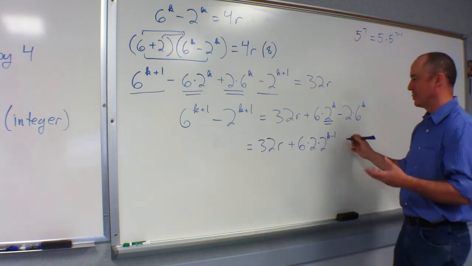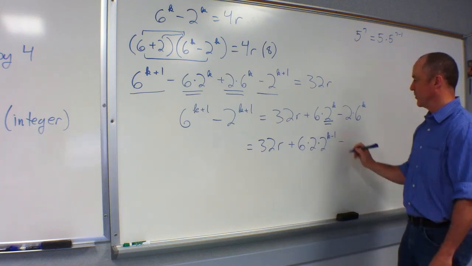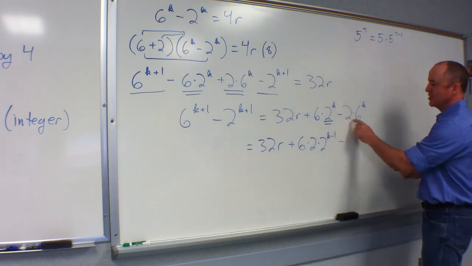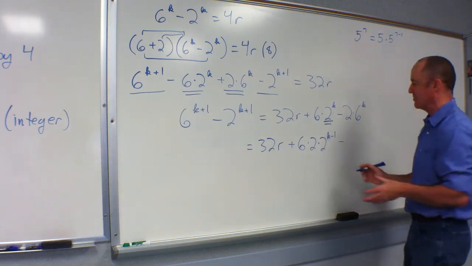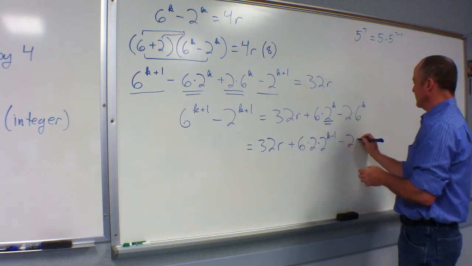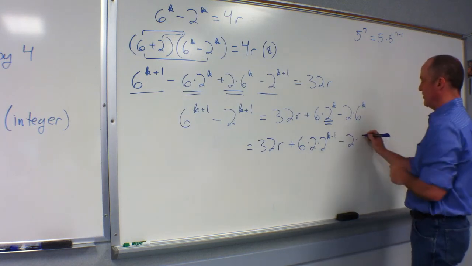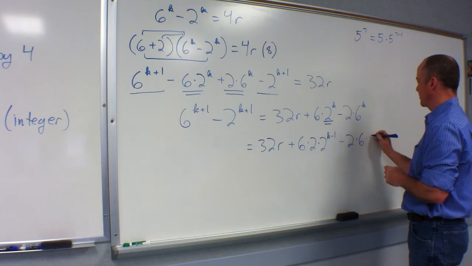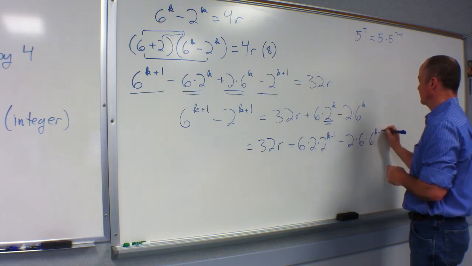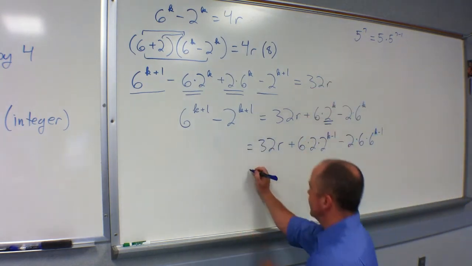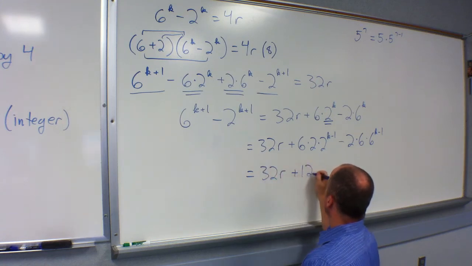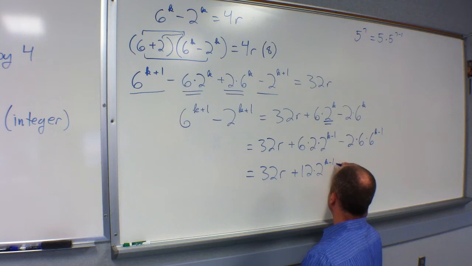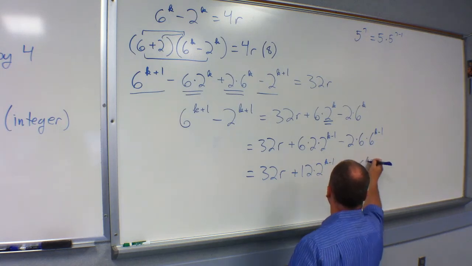Sorry, that was wrong, but that's what I first thought of. Ideally we're going for both, proving it and understanding it, I apologize for that. Now I can change 6 to the k to 6 times 6 to the k minus 1. Okay? And now I get 32r plus 12 times 2 to the k minus 1 minus 12 times 6 to the k minus 1.